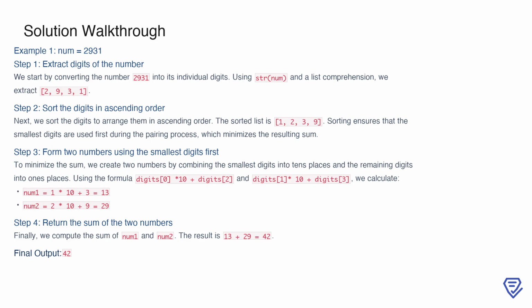Now, to construct the two numbers, we pair the smallest digits together, forming one number with the smallest and third smallest digits, and the other with the second smallest and largest digits. Using the formula digits[0] times 10 plus digits[2], and digits[1] times 10 plus digits[3], we calculate num1 as 13 and num2 as 29. Finally, we return the sum of these two numbers. Adding 13 and 29 gives a result of 42, which is the minimum possible sum for this example.